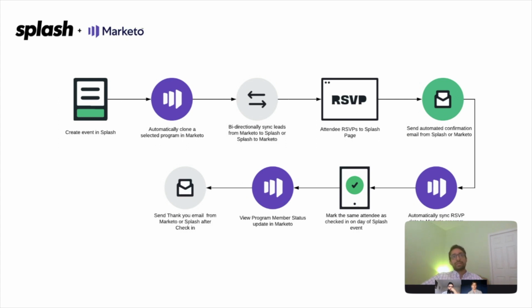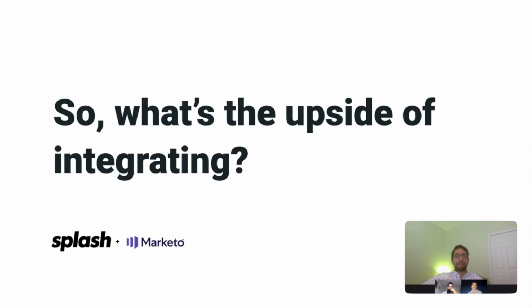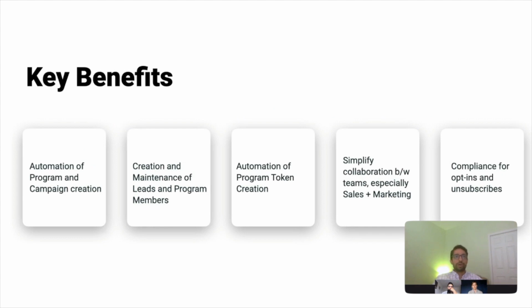And we'll look at some of the upsides of integrating and kind of the key benefits here. Really, I think you'll get this from the conversation I've had so far, but it's all about automation in my eyes. The automation of the program and campaign creation, the automation of the lead sync, and that's both creating and maintaining leads and program members. And then the automation of the program tokens. And combined, that'll really save your team a ton of time in terms of launching and reporting on events.